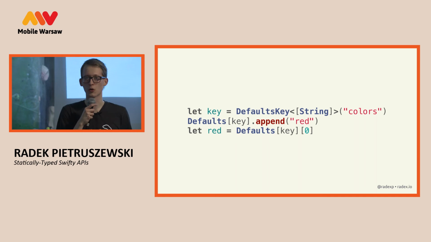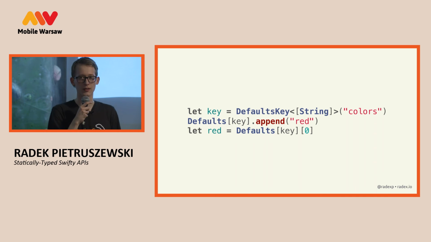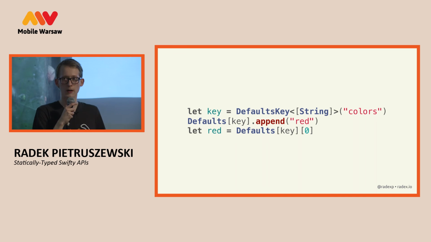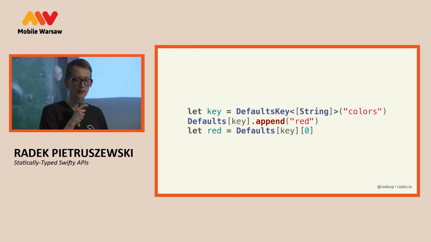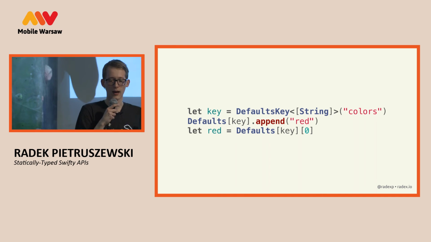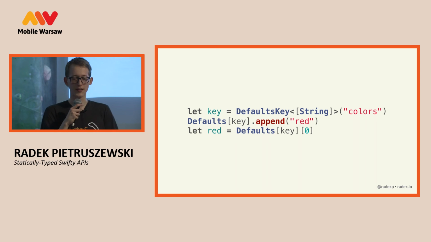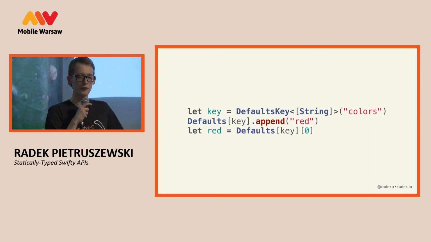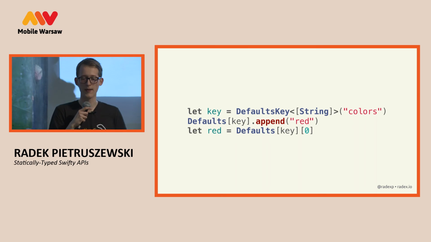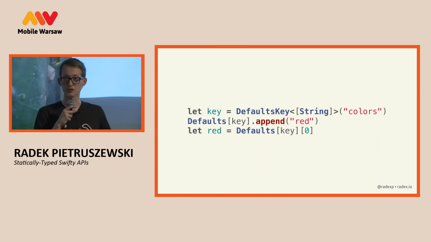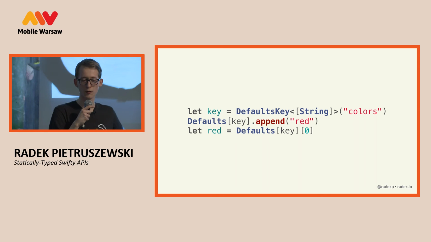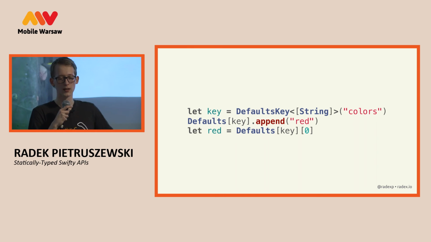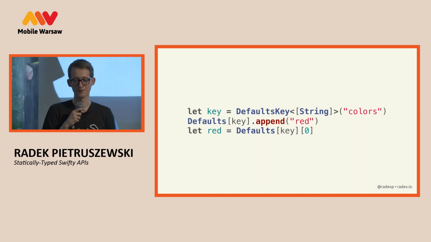So instead of storing an array of any object in the user defaults, you can store an array of strings. And the great thing about it is that, again, if you append two things to that array through the user default subscript, it will be type checked. You can't append an integer to an array of strings, right? And when you fetch from it, when you subscript the array, again, it will be typed as string for free.